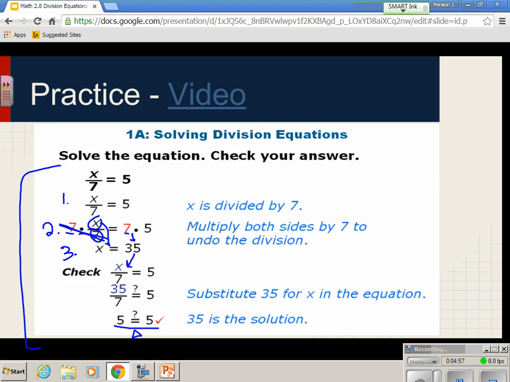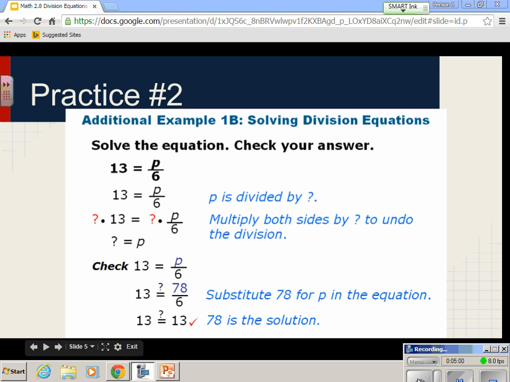Write this down in your notes before continuing on. Let's do another one. Get some extra practice here. Again, I want you to write this down in your notes. So our original problem here that we're looking at is 13 equals p divided by 6.